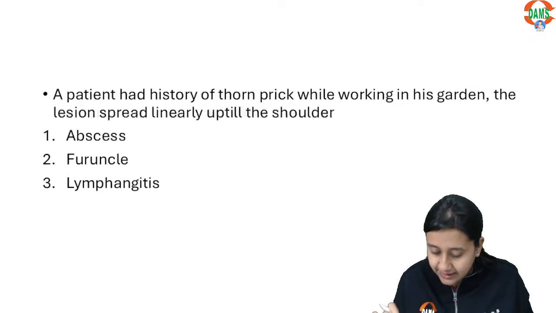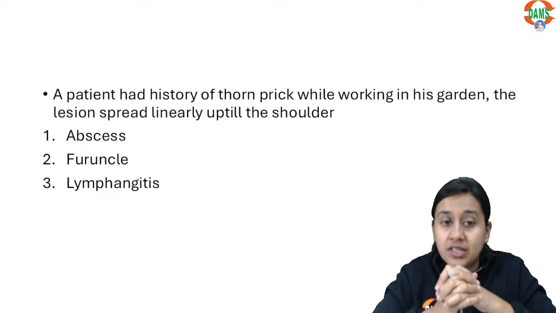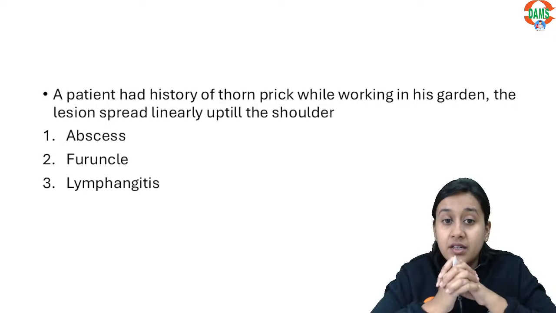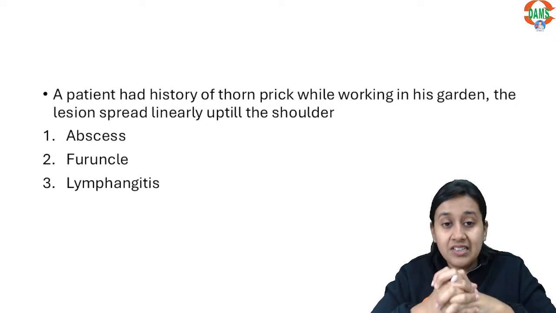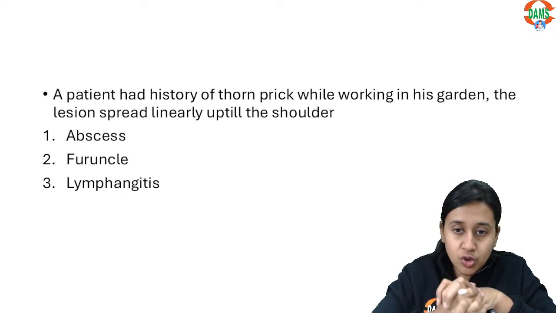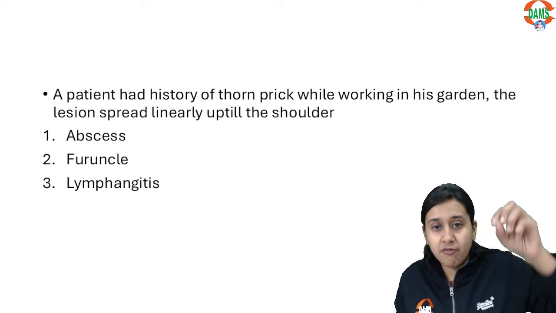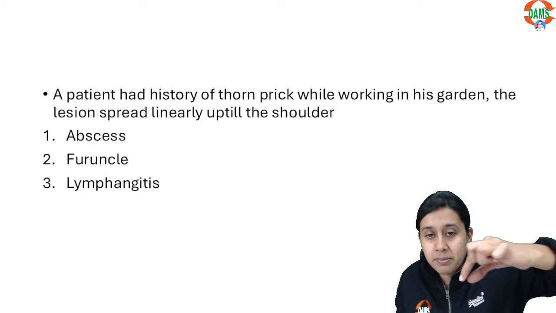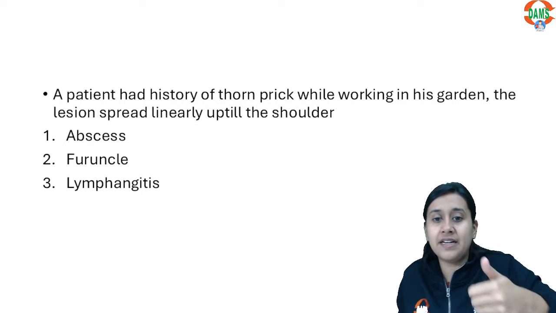Now moving to the next question. Here, what I got from my student is there was a history. We had a patient who had a history of thorn prick while working in his garden. The lesion spread linearly up to the shoulder. So I am not sure what were the other options given, whether the image was given or not. But whenever you see the linear spread of the disease, it means that the disease is spreading through the lymphatics.